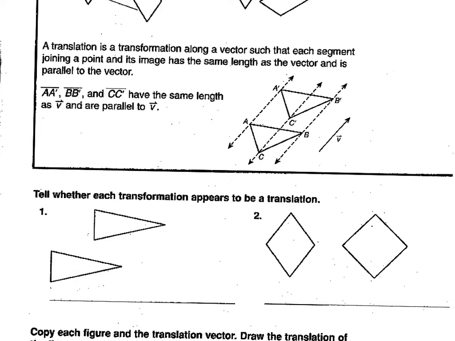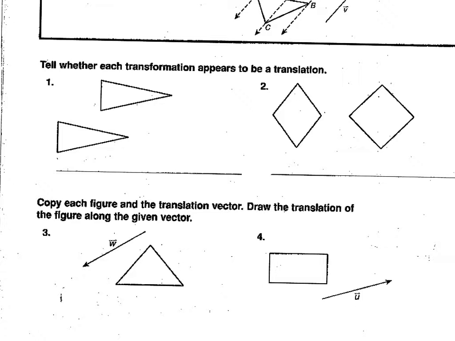So a translation is a transformation along a vector such that each segment joining a point and its image has the same length as the vector and is parallel to the vector. So in problem number 1, is that an example of a translation? Yes, and the vector is going in that direction. See, all of this is going in that direction. So that's a vector. So yes, that is a translation. What about number 2? No, this is not a translation.